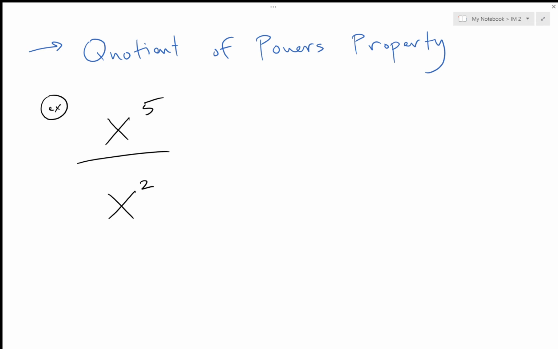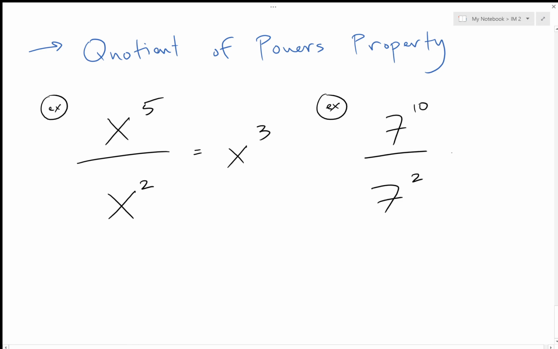So if we look at this, we've got 5 on top, 2 on bottom. So your answer is going to be x to the third. We subtract the top and the bottom. 5 minus 2 is 3. If they have the same base, we just subtract the exponents. We can do the same thing here. 7 to the 10th over 7 to the 2. If the base is the same, we can write that base. And 10 minus 2, 8. So when we got quotient, we just subtract.